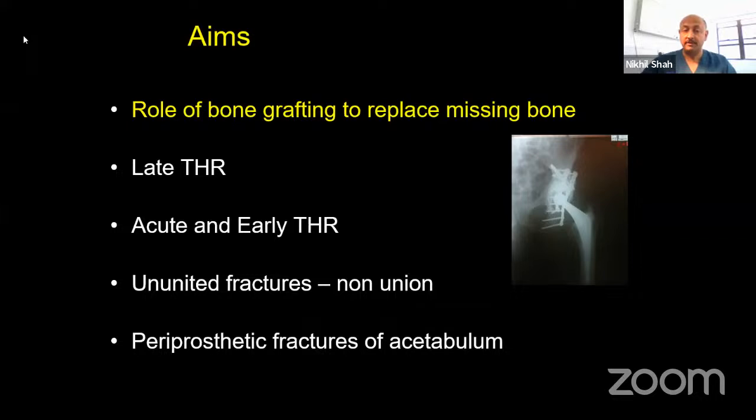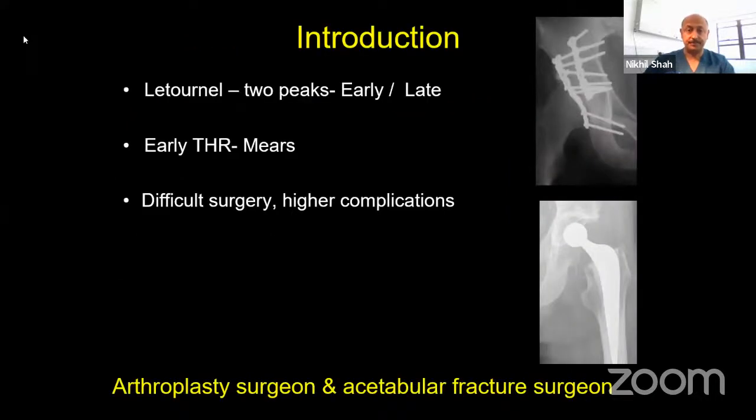So the role of bone grafting is basically to replace the missing bone. And I'll illustrate this point using a variety of different scenarios, which include a late or an acute total hip replacement, some ununited fractures, and more recently, periprosthetic acetabulum fractures. We know that Letournel described 2 peaks for total hip replacement. One is the early peak, which occurs in the first 5 years after the fracture, and the late peak that happens after about 10 to 15 years.